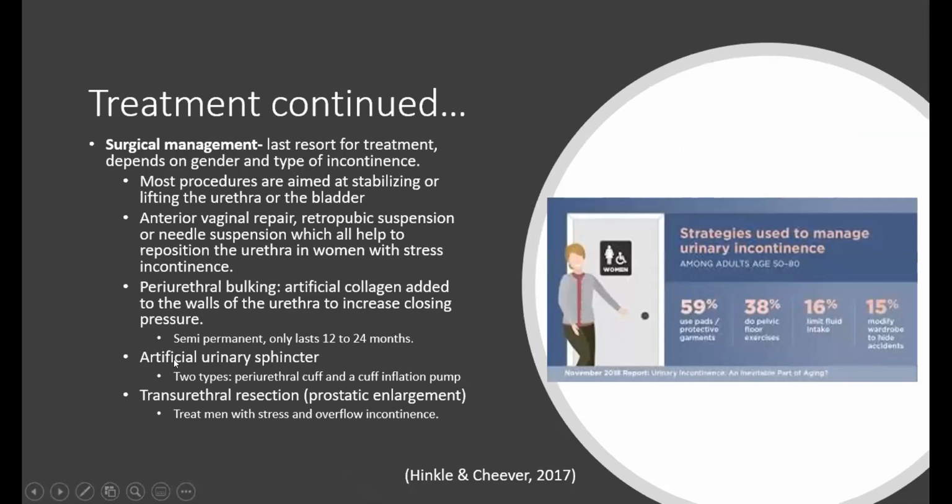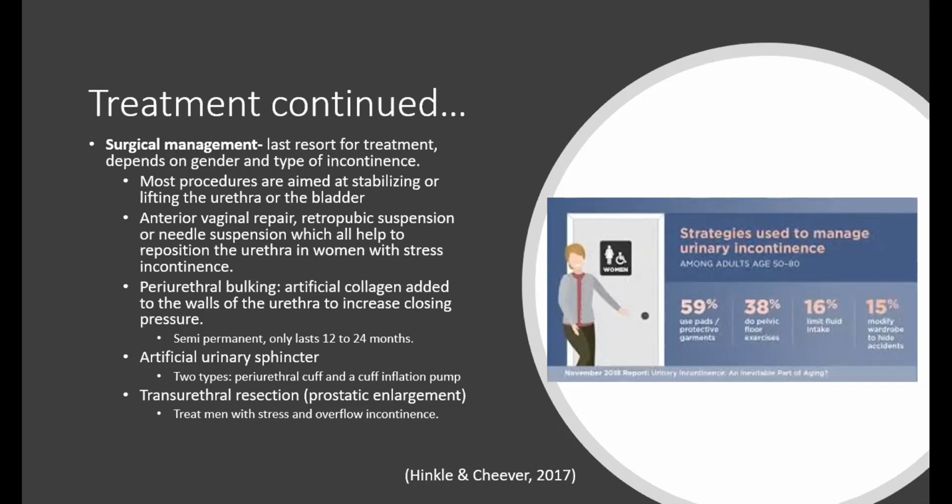Treatment continued would be surgical management. Last resort for treatment depends on gender and type of incontinence. Most procedures are aimed at stabilizing or lifting the urethra or the bladder. Anterior vaginal repair, retropubic suspension, or needle suspension, which all help to reposition the urethra in women with stress incontinence.